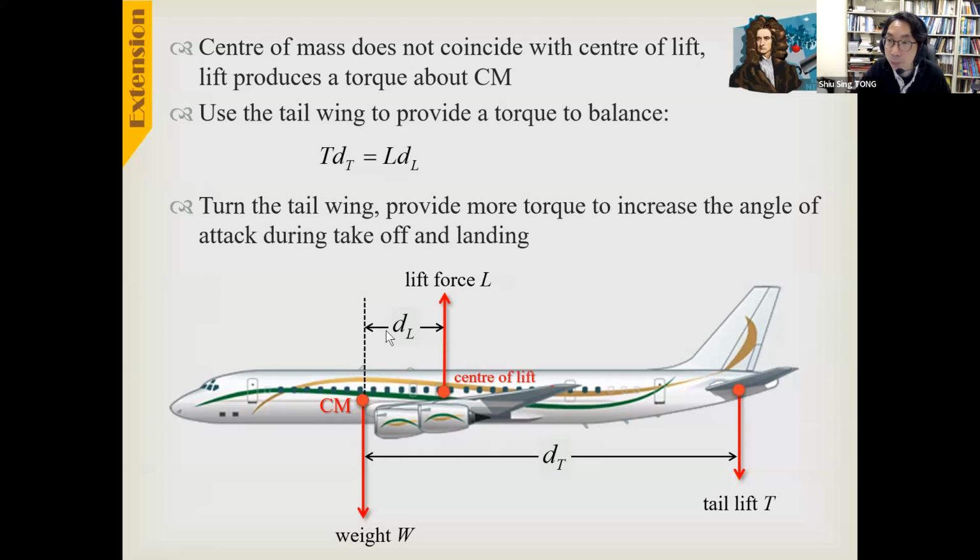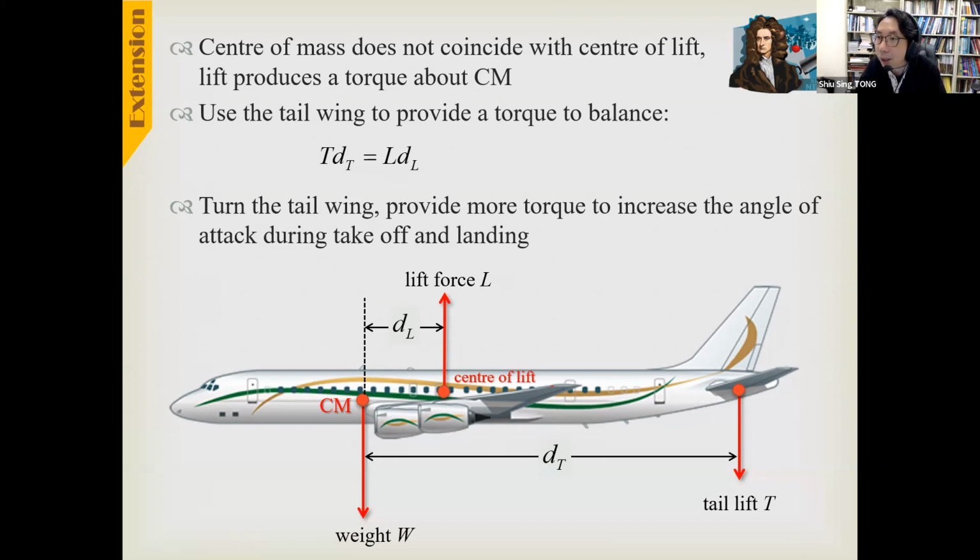Now, there's a small distance between the center of mass and the center of lift. That small distance will be called dl. You can easily see that if the lift force goes up, and the weight acting on the center of mass goes down, it will turn the airplane in the anti-clockwise direction. So if the plane is left like this, it will be turned in the anti-clockwise direction, which is very dangerous. It will have its nose pointing towards the ground, and it will directly crash onto the ground, right?